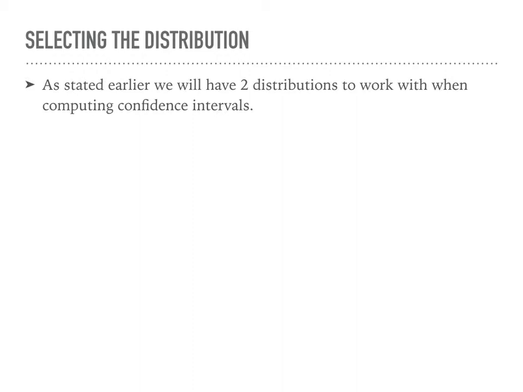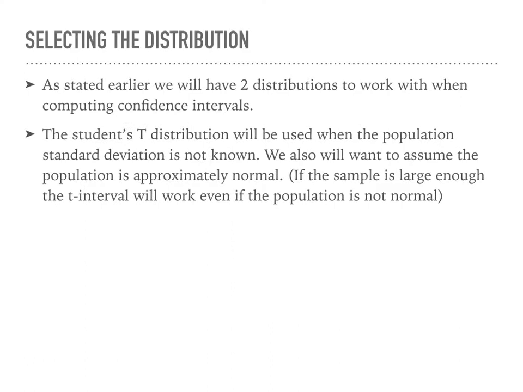As stated earlier, we have two distributions to work with when computing confidence intervals. First, the student's t-distribution. This will be used when the population standard deviation is not known. We also want to assume that the population is approximately normal. If the sample is large enough, the t-interval will work even if the population is not normal.